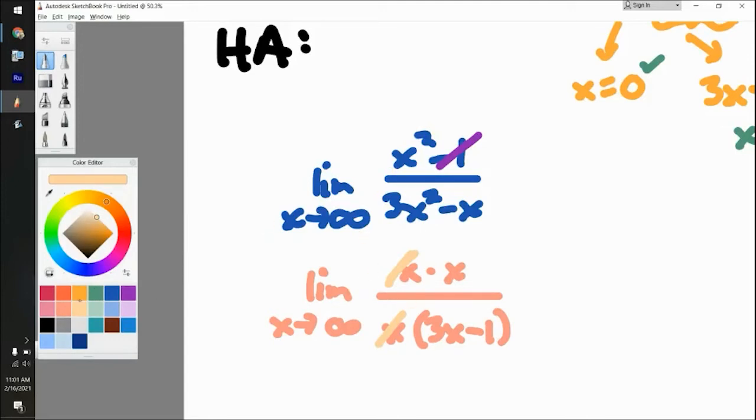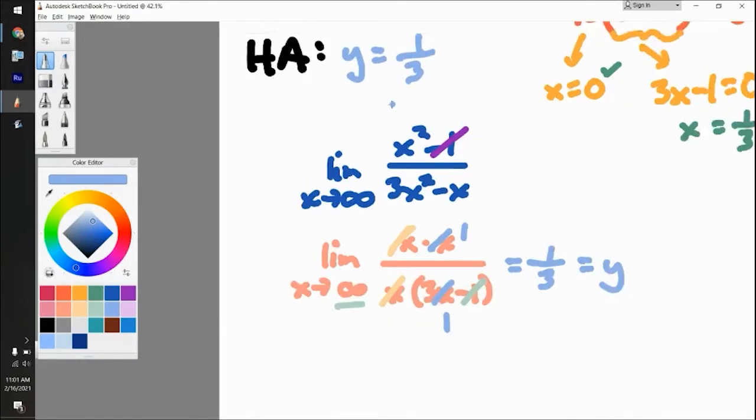Now what we can do, check this out, is I can get rid of this 1 again because it's meaningless. x is still going to infinity. And now you end up with x over 3x. So x over x cancels, and you're left with 1/3. Well, that's what your horizontal asymptote is: y equals 1/3.